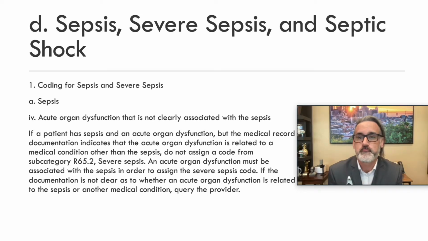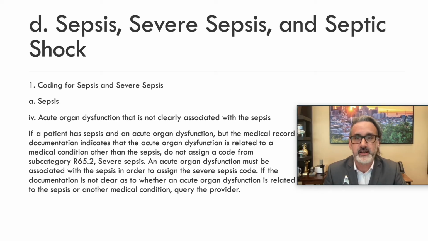And then number 4, acute organ dysfunction that is not clearly associated with the sepsis. That's something that we have to watch out for, because a patient can have sepsis but also have organ dysfunction, and do they go together or not? So as the guideline states, if a patient has sepsis and an acute organ dysfunction, but the medical record documentation indicates that the acute organ dysfunction is related to a medical condition other than the sepsis, do not assign a code from subcategory R65.2 severe sepsis. An acute organ dysfunction must be associated with the sepsis in order to assign the severe sepsis code.